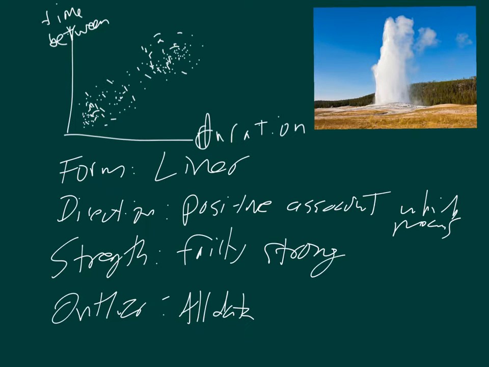All right, so if I wanted to do just a single statement instead of doing the listing of things, I would say there appears to be a strong positive linear relationship, which means as duration increases, so does the time between, with all data following that pattern, leaving no potential outliers. Boom, if you didn't get that down, pause, rewind, go back and listen to it again.